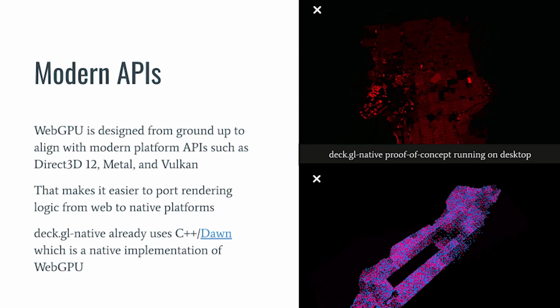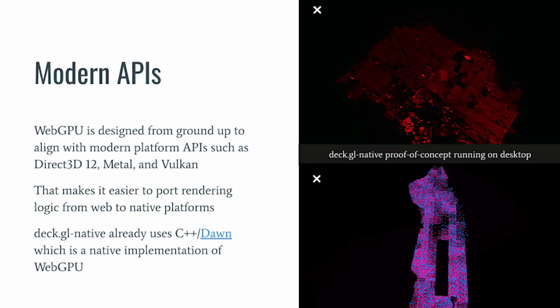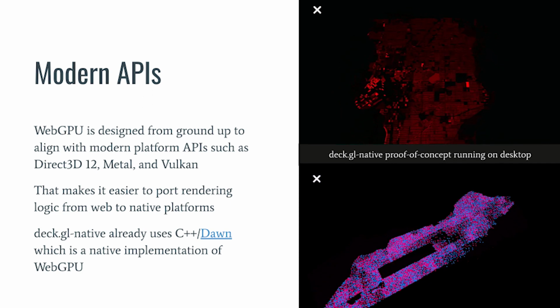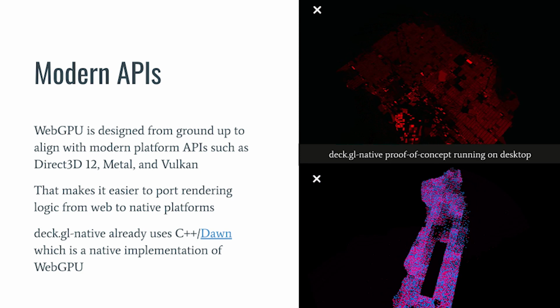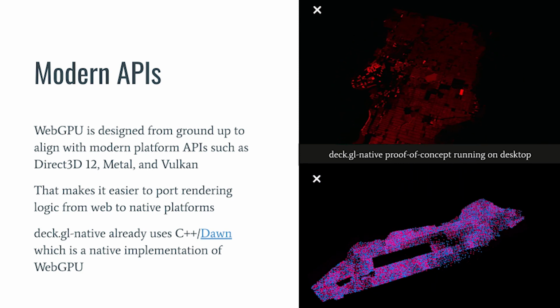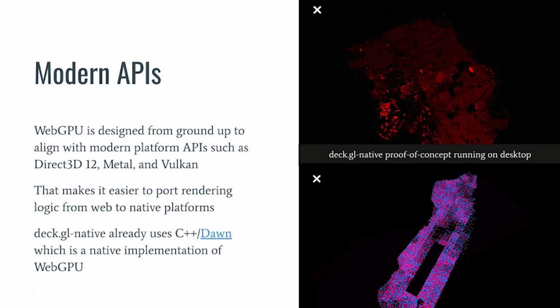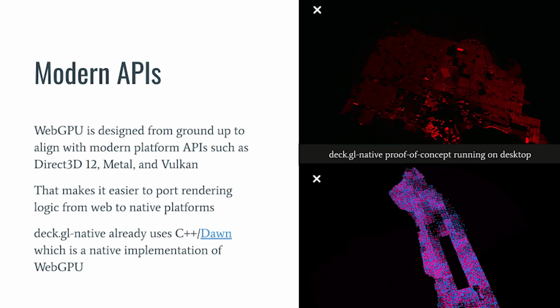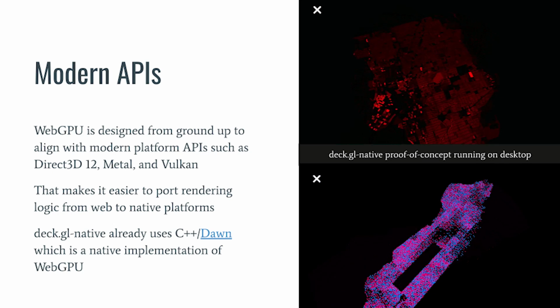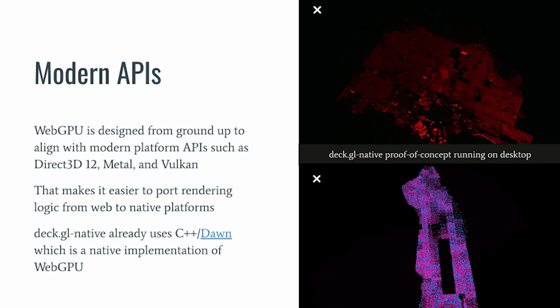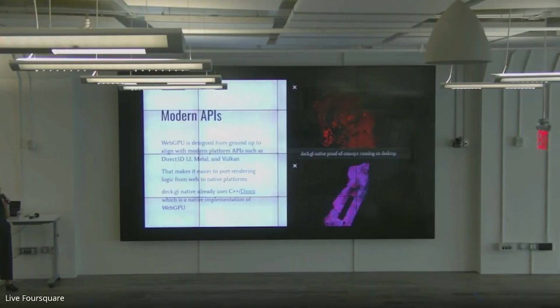WebGPU is designed based on a bunch of more modern GPU interfaces, such as Direct3D, Metal, and Vulkan. And when we support WebGPU, it theoretically makes it easier to port rendering logic from web to native platforms. DeckGL Native is an experimental proof of concept repository that we've done to test doing DeckGL rendering on the desktop, and it uses Dawn, which is a native implementation of WebGPU.